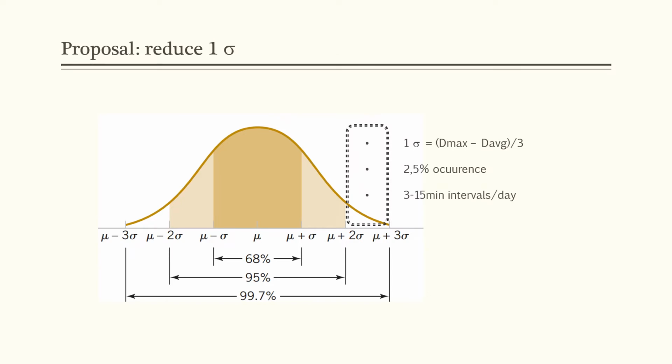And so the distance between the maximum recorded demand and the average demand divided by 3 is what is at stake. And if you look at the graph, you will see that the occurrence of these demands that are above 2 standard deviations is basically 2.5%. And so we are talking about 3 15-minute intervals per day.